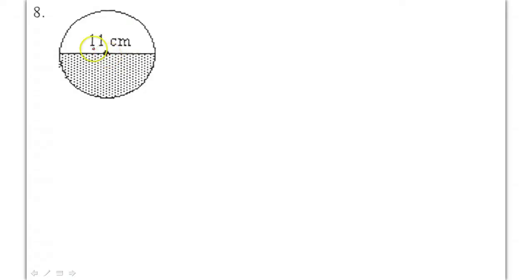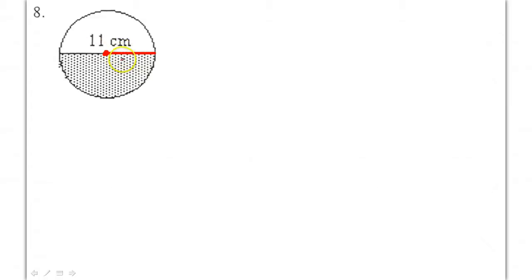So one mistake is kids would just find the area of the whole circle and not take half. The other mistake kids made was treating 11 as though that were the radius. 11 is not the radius. 11 is the diameter of the whole circle. So the radius is just going to be half of that. So the radius is not 11. So I do not want to see 121 anywhere.